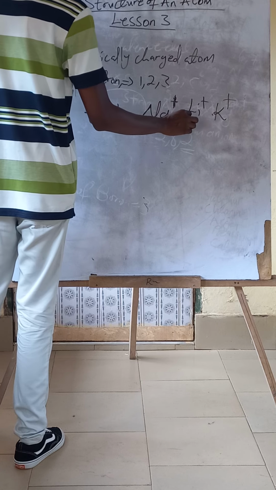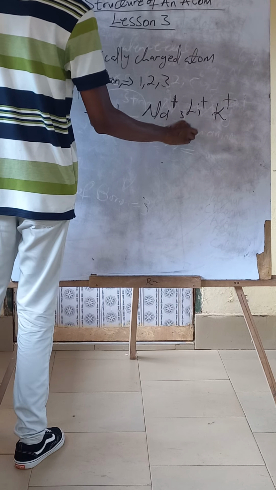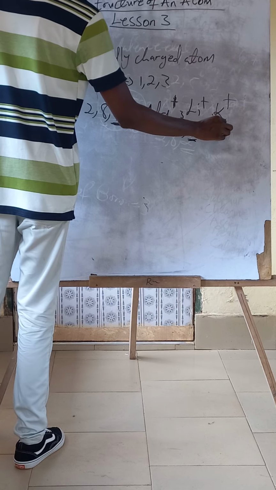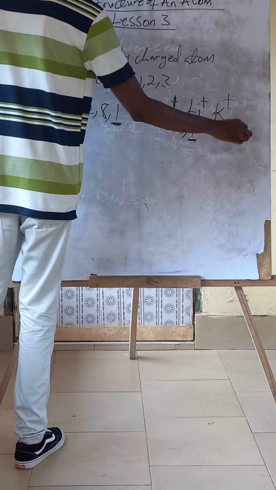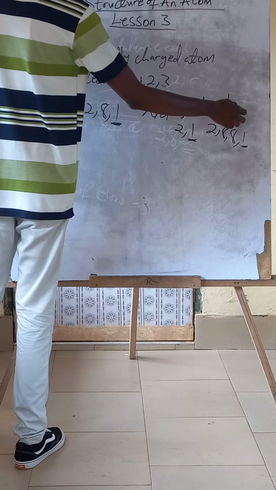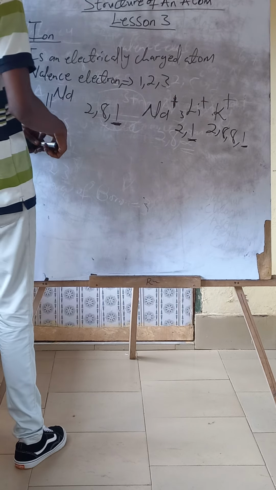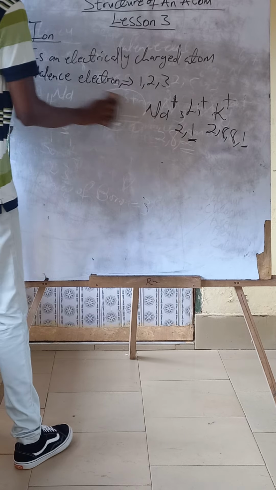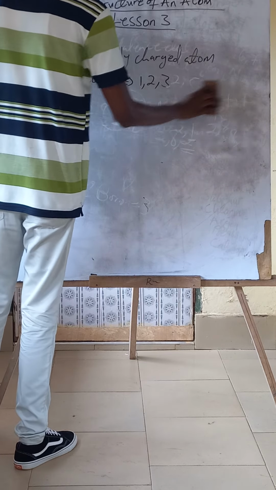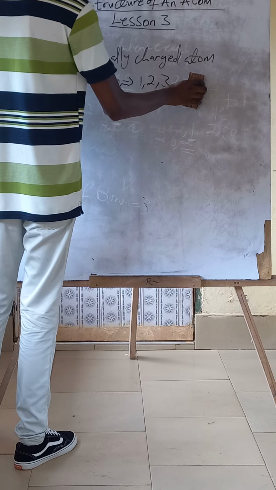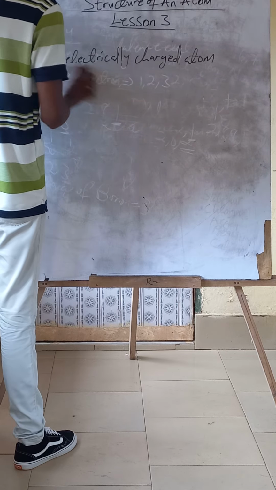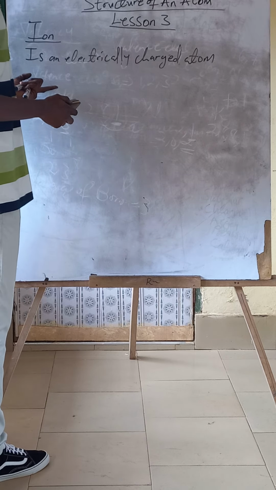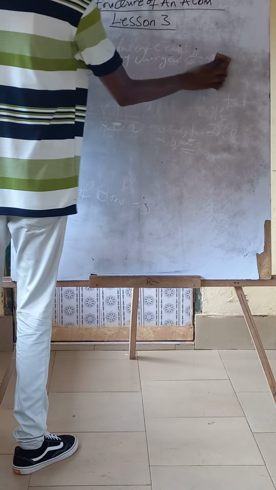Because when you write the electronic configuration, this is atomic number 3, so the valence electron is 1. Sorry, this is atomic number 19, so the valence electron is 1. So this is the ionic state of potassium and lithium. So let us consider the other case. This is the case for cations. So let's see the case of anions.